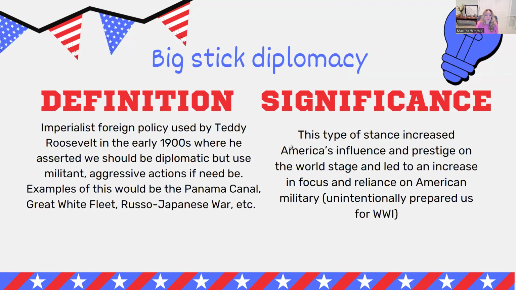Big stick diplomacy. This is an imperialist foreign policy used by Teddy Roosevelt in the early 1900s, where he asserted we should be diplomatic but use militant or aggressive actions if need be. So speak softly, but carry a big stick. Examples of this would be the Panama Canal incident, the Great White Fleet sailing around the world, his participation in the Russo-Japanese War, all those things. This type of stance increased America's influence and prestige, like our respect on the world stage for sure. But it did lead to an increase in focus and reliance on the American military.